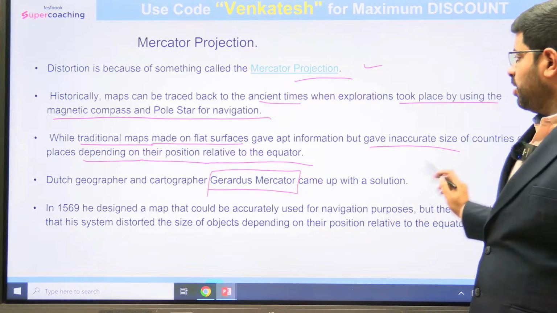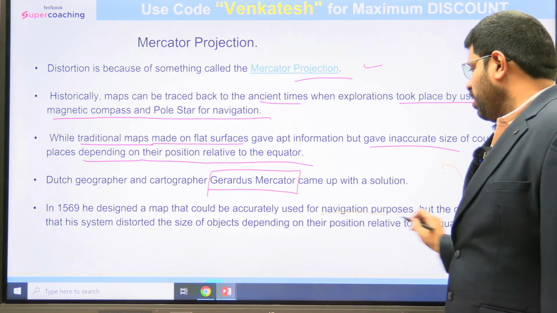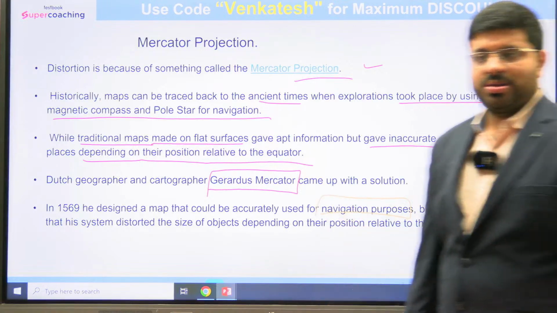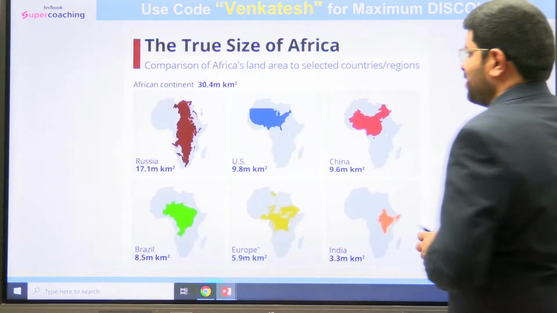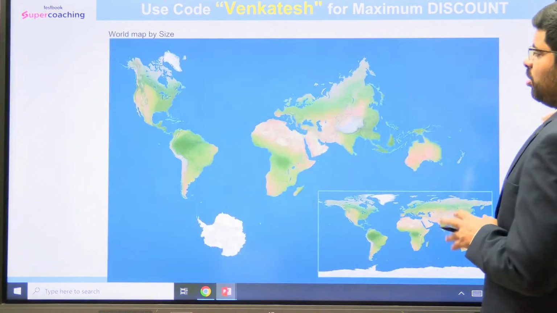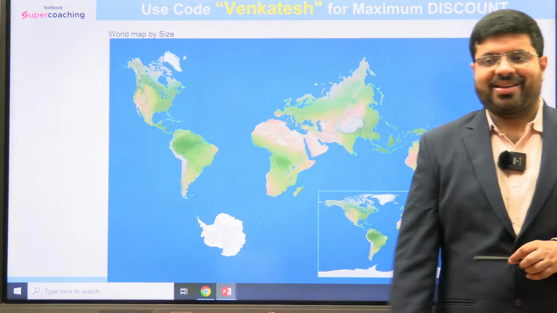So why did Mercator do this? Because his objective was what? Navigation purposes. Then what is the logic for this? If you wanted to go by pure size, this is how the world map actually looks.